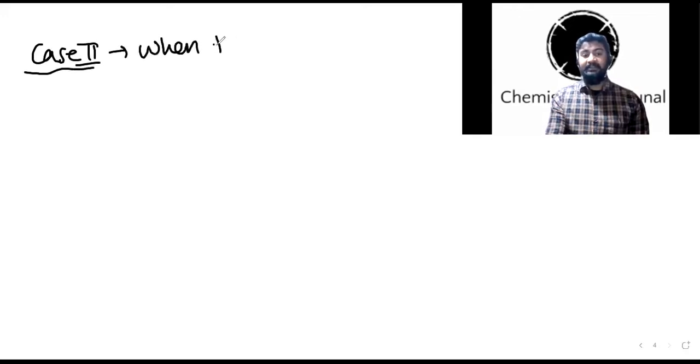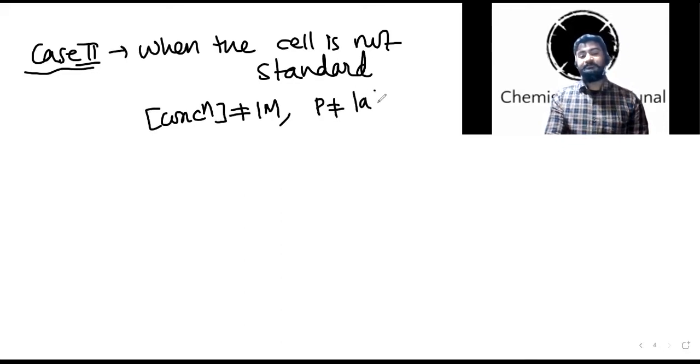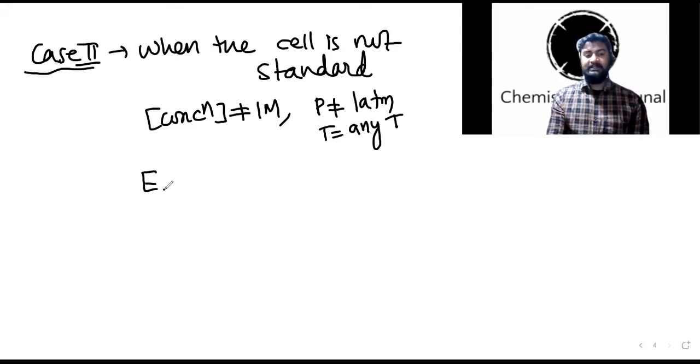So how do you understand the cell is not standard? You can understand it by its concentration value. Concentration value will not be 1 molar. Pressure will not be 1 atm. Temperature could be any temperature. Then at that time, can I find E cell just by the formula E naught cell equals E cathode minus E anode? Can I do that? Not really. It won't be correct.